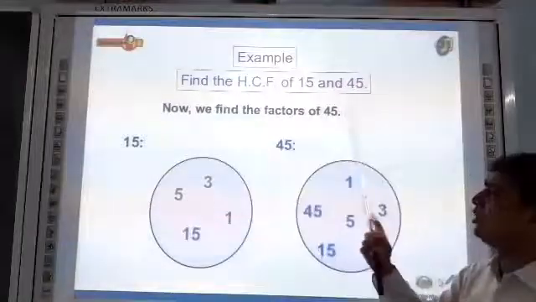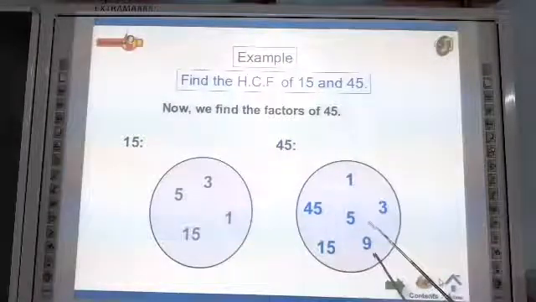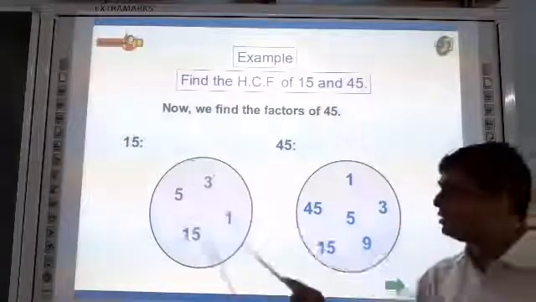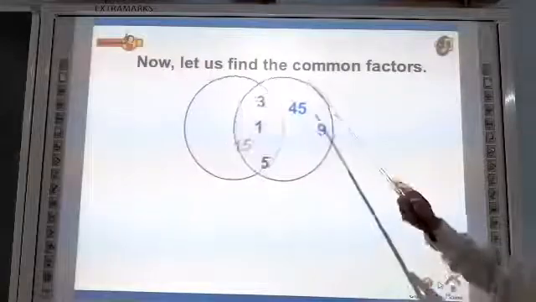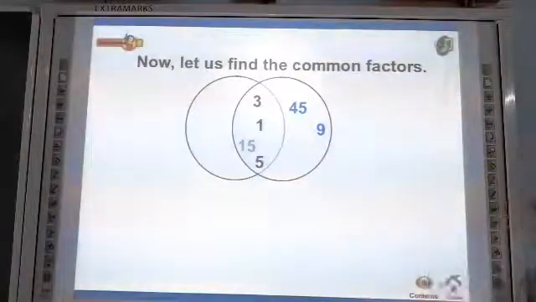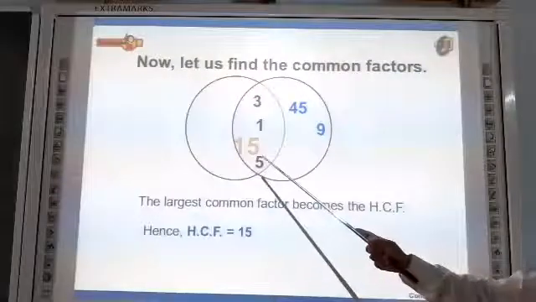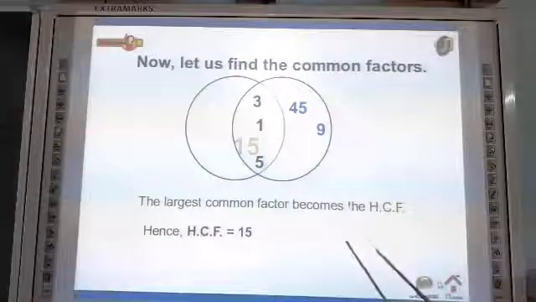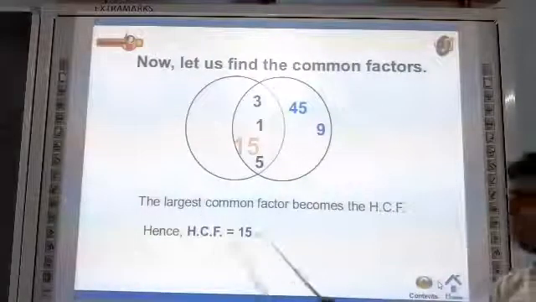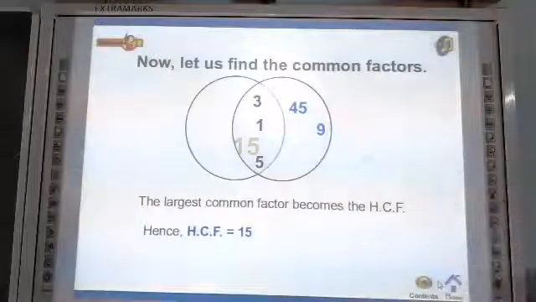Now we find the factors of 45 and the factors of 15. Now let us find the common factors: 1, 3, 5, 15. The largest common factor becomes the HCF. Hence, HCF is equal to 15. Okay.